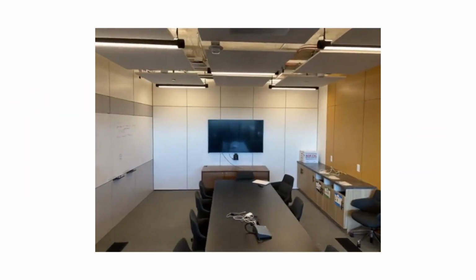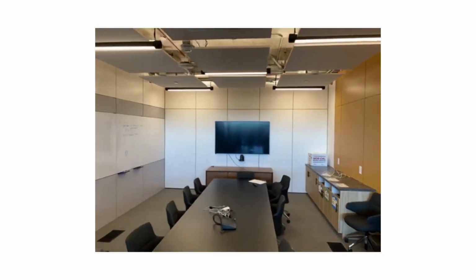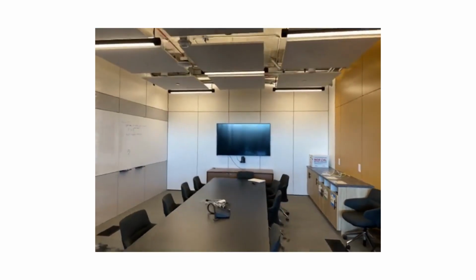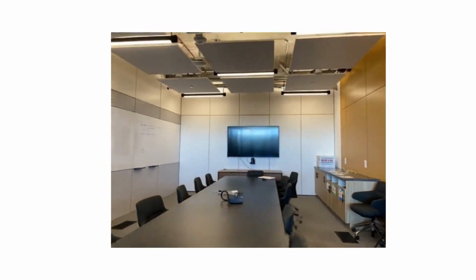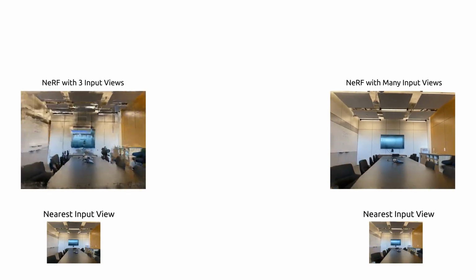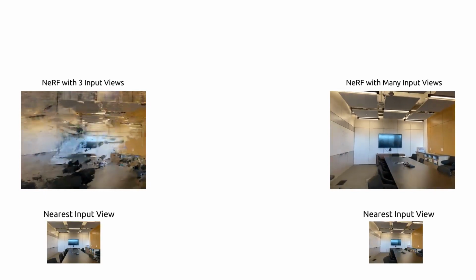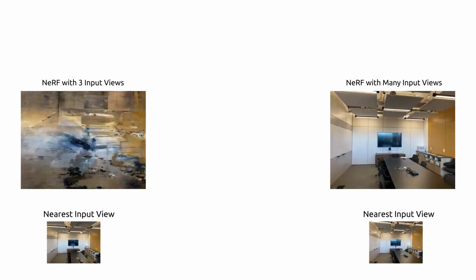Here we show a novel camera trajectory synthesized by NeRF when many images are given as input. We can see that it leads to high quality view synthesis. Let's move this aside and see how NeRF performs with only 3 input images. We can see that the quality of rendered novel views drops significantly. The scene does not seem 3D consistent anymore and floating artifacts start to appear.